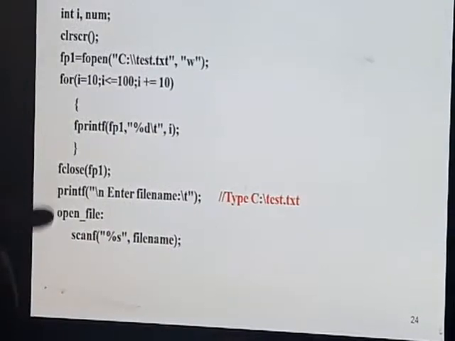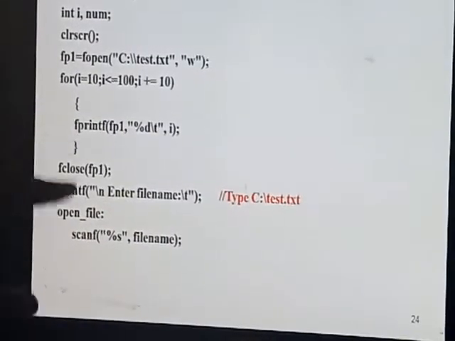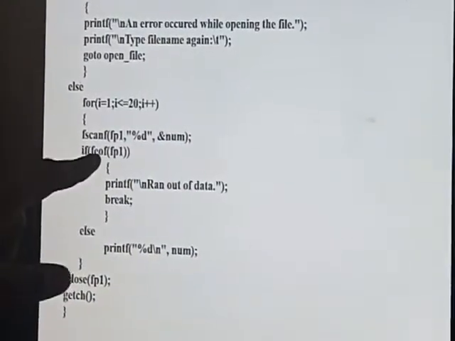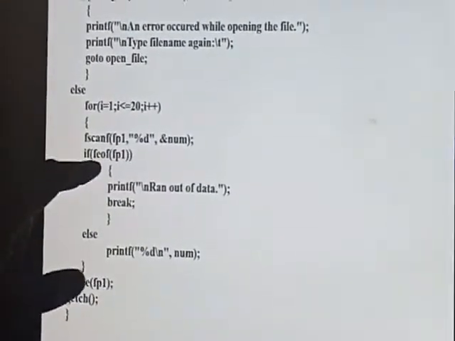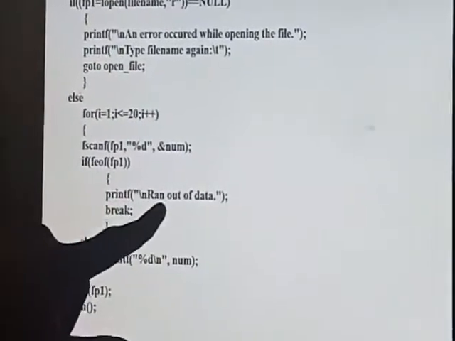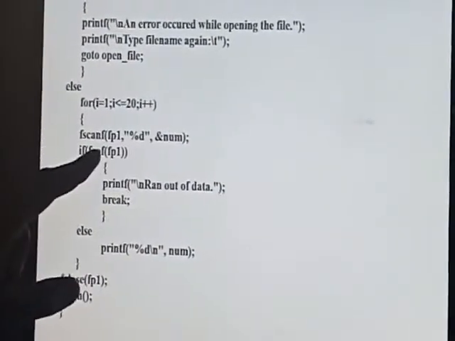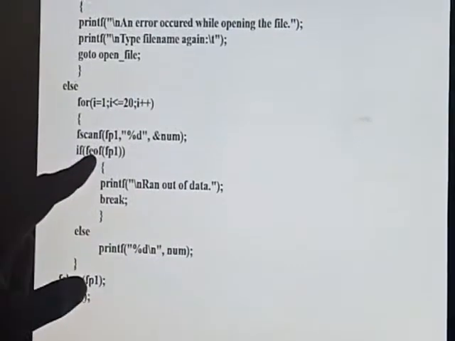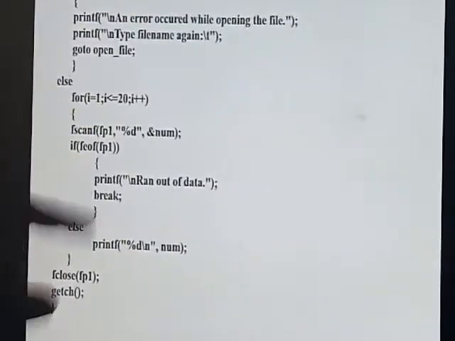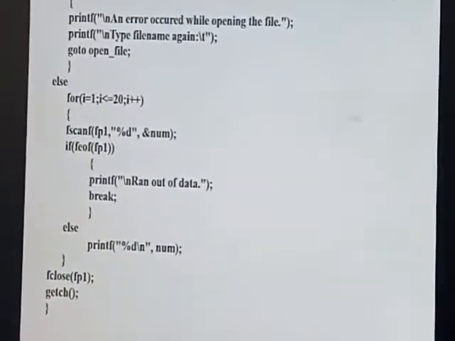Here is a simple program where you have opened the file in write mode, and you are writing 10, 20, 30 and so on into the file. Then you read back the same thing, and if it reaches the end of file, it gives you the message that it ran out of data. If not, it prints a number. If it reaches the end of file, the control will come out of this loop and you can quit the program.